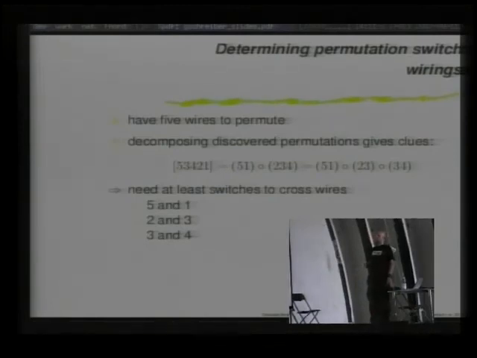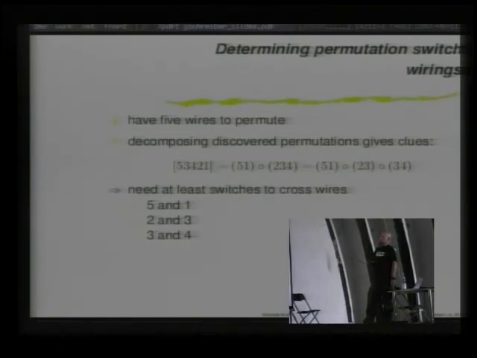Let's assume we have 5 wires. So we have these permutations with 5 elements, and let's say we've discovered a ton of them by this manual method mentioned earlier. Then you just decompose these into transpositions. You can uniquely decompose them into these cycles, and then you can split them up.